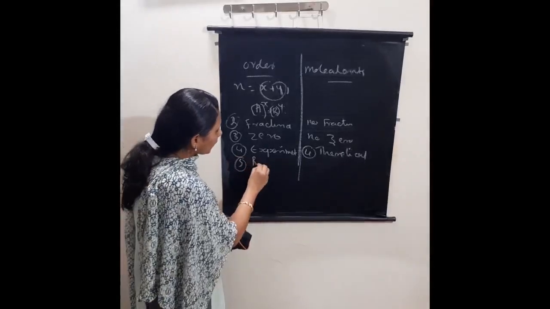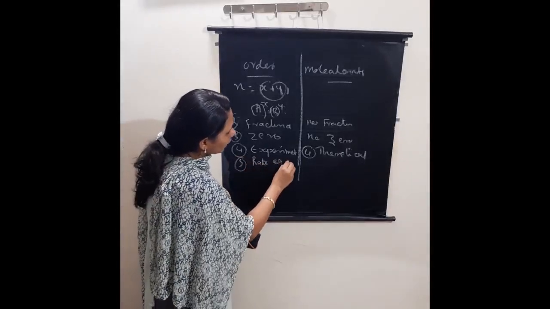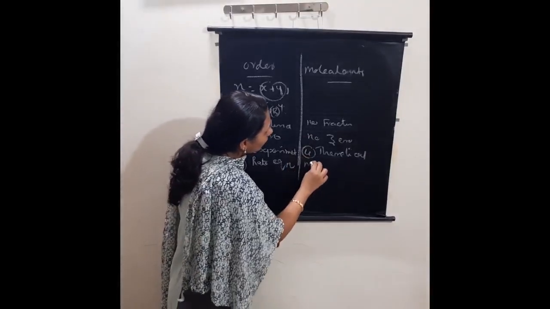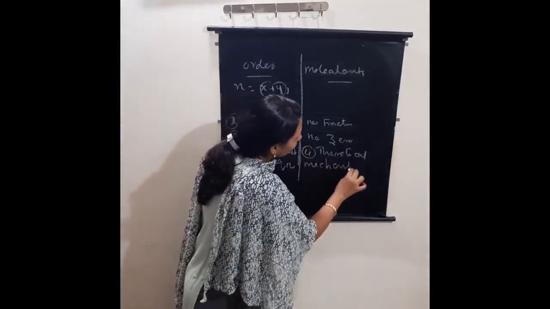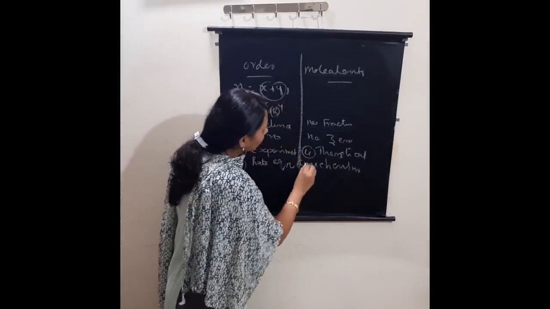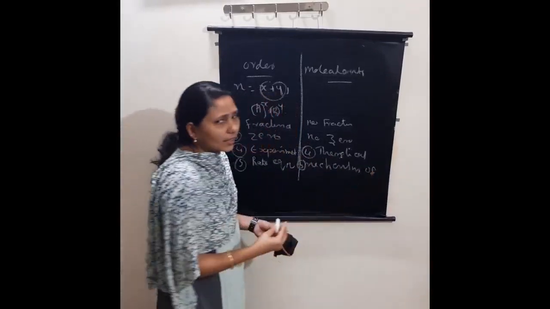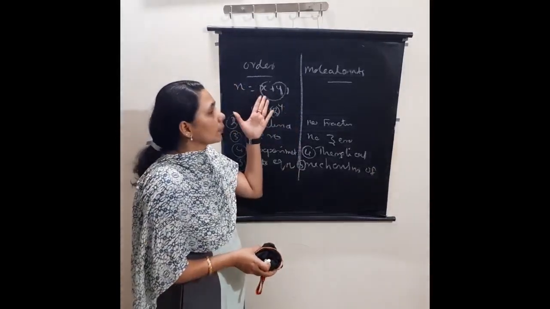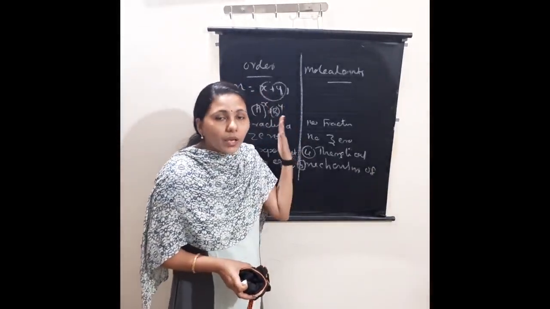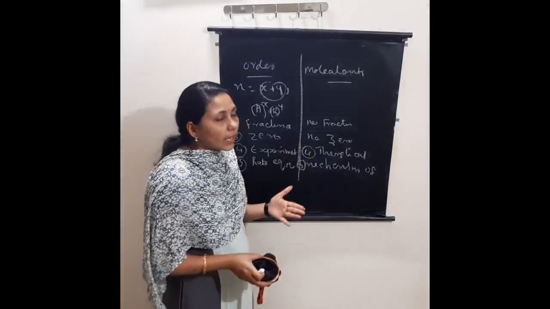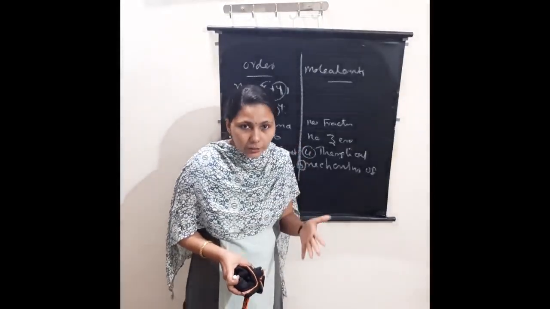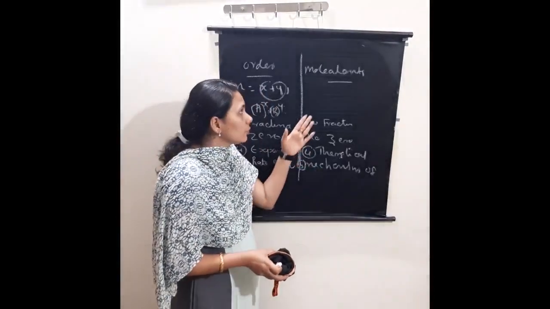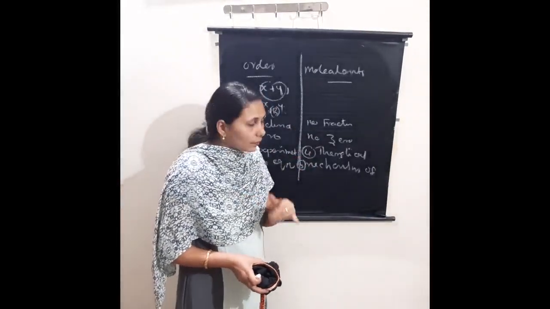But molecularity is mainly based on the mechanism of a reaction. So there may be 5, 6, 7 differences, but only a maximum of 3 or 4 you have to learn. Okay, so order is the sum of exponents. Molecularity is the number of reacting species involved. Order may have fractional values, but molecularity has no fractional values.